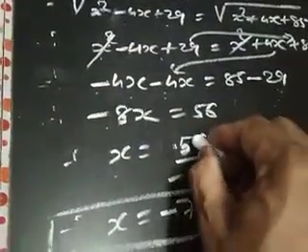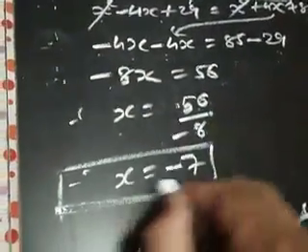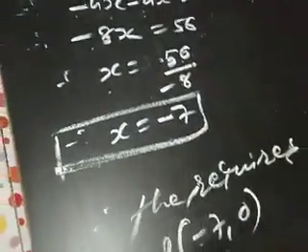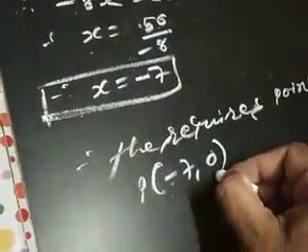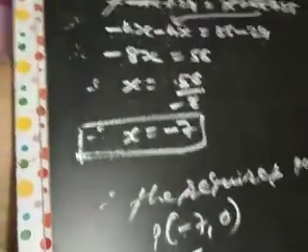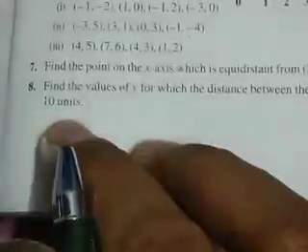So x is equal to 56 upon minus 8. So x we get here minus 7. So our required point is P into bracket minus 7, 0. The x value we get here. Okay, so this is answer number 7.